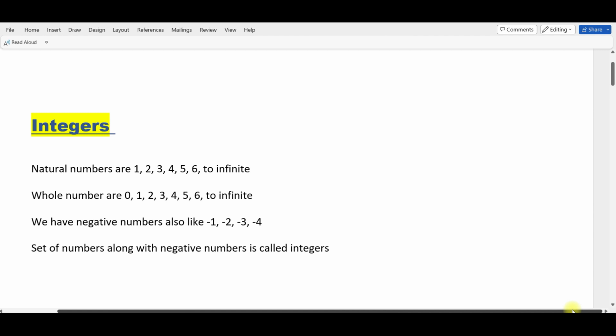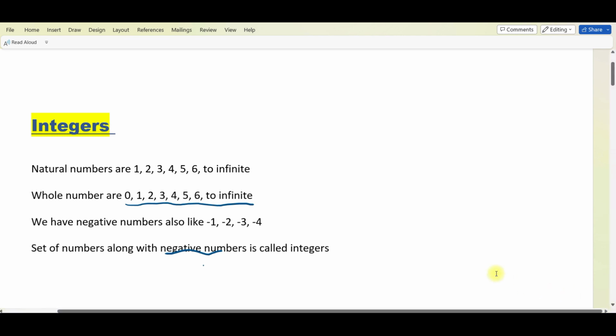Integers are the set of numbers along with 0 to infinite. You also have the negative numbers in the integers. So starting from whatever the negative numbers are, and 0, and to infinite, this set of numbers is called integers. So let us understand the number line going forward.